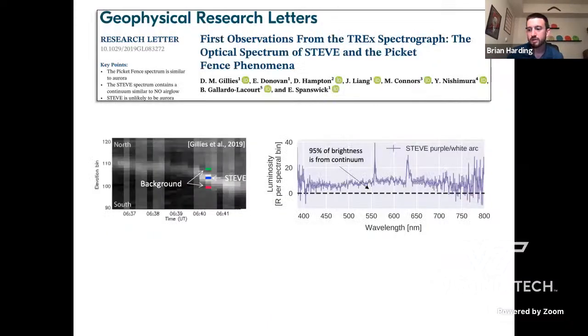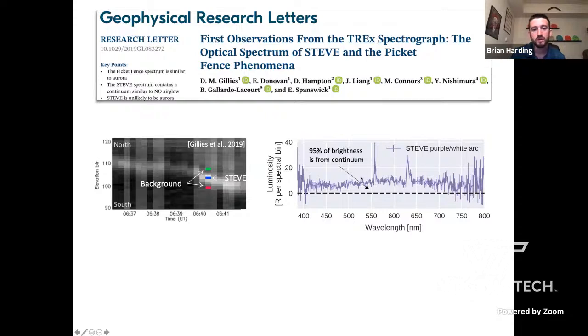Okay, so adding to the mystery is Megan Gillies' frankly amazing observations of the spectrum of Steve. So here I've just plotted the same data that she published with her paper. So Steve is mostly this continuum emission as we heard. There's a little bit of red line. The combination of that continuum with this red line gives it its purple color. There may or may not be this green line emission. I hadn't seen that plot before that Megan just showed. It seems like she did a more careful background subtraction suggesting there is no green line, but that's also going to be very important to understand.